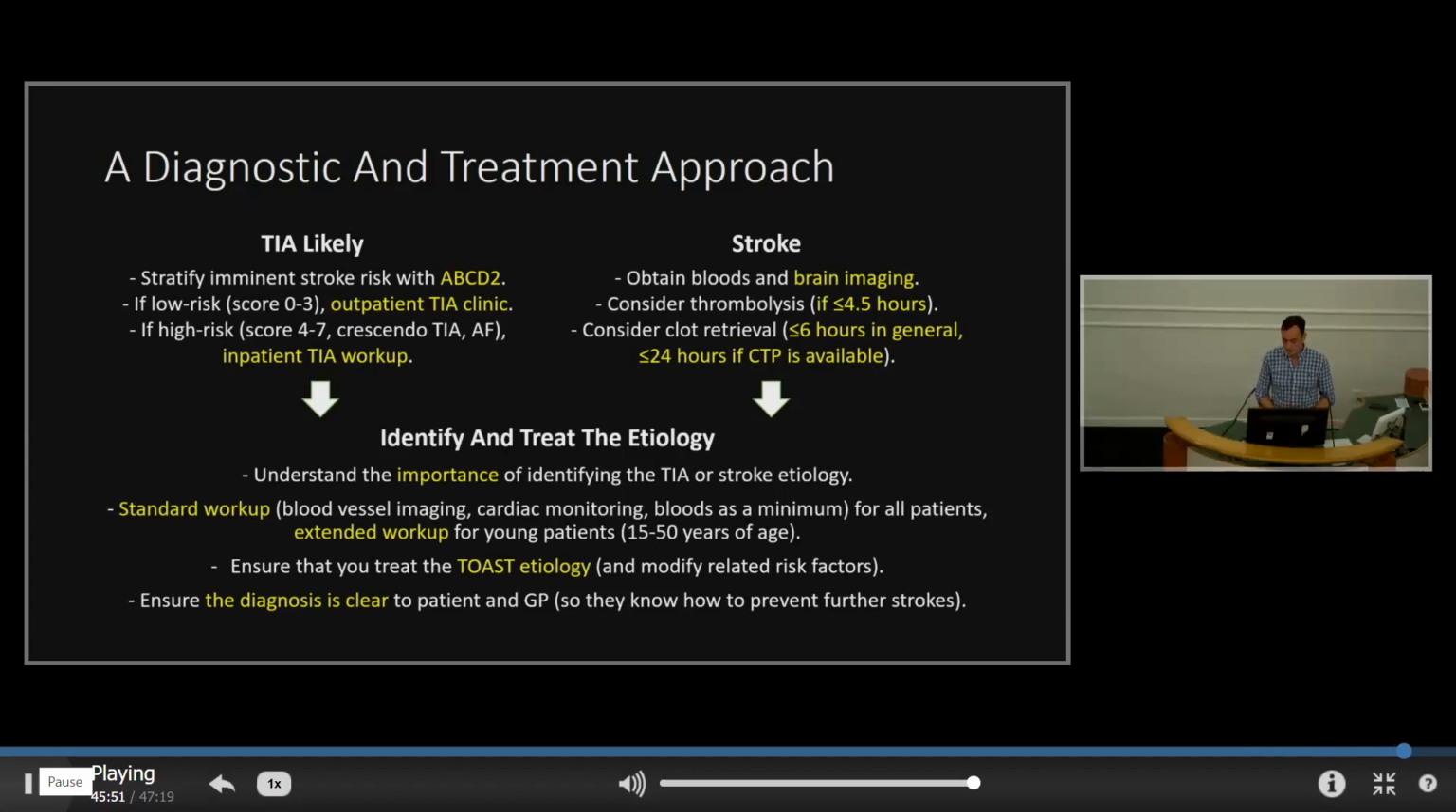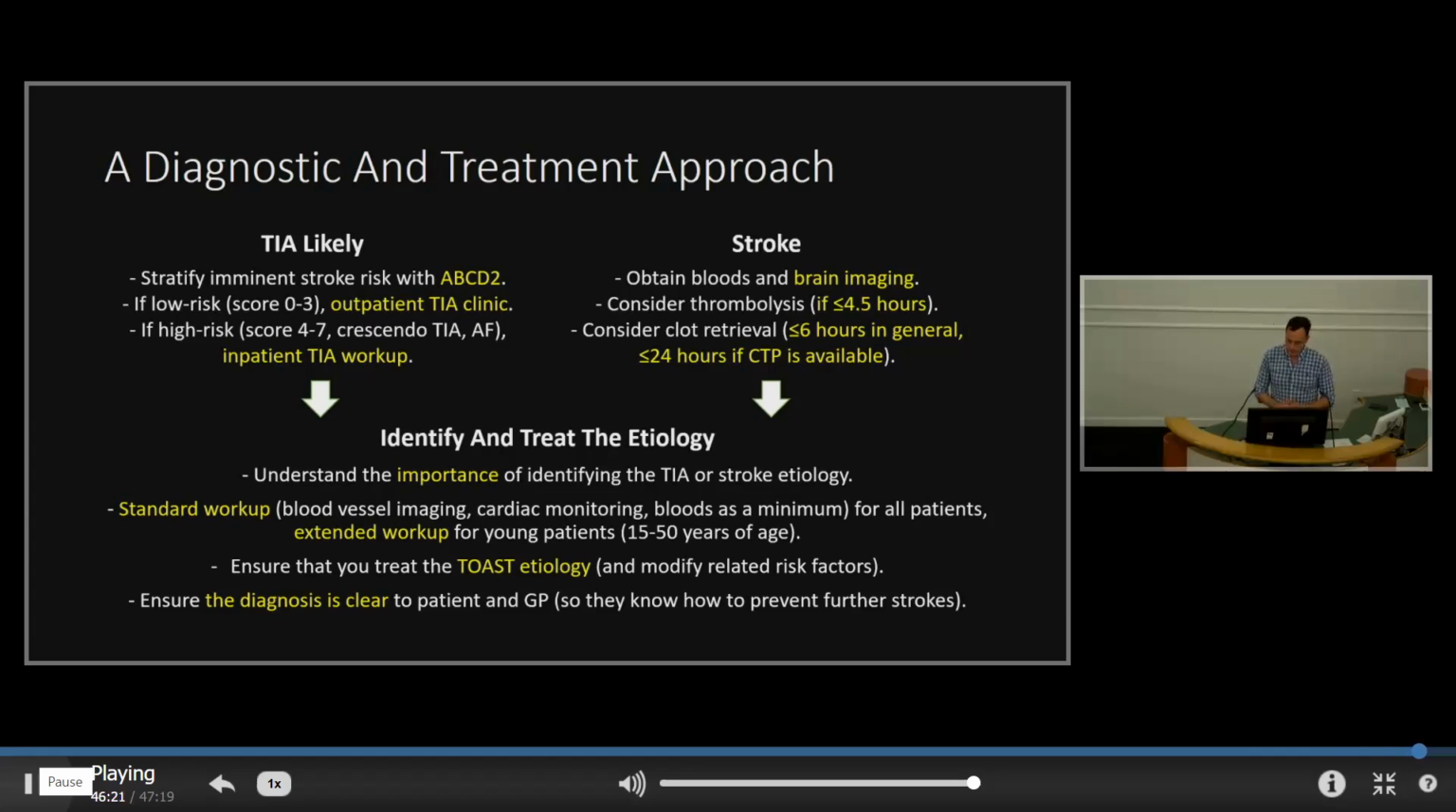etiology. So one must understand the importance of identifying this. I hope that you all understand the importance of that now. You can do a standard workup, which at a minimum must include blood vessel imaging, cardiac monitoring, and of course the basic bloods for cholesterol and so on for all patients, and an extended workup for young patients, ages 15 to 50. We really work hard to find the stroke source for younger patients in particular. I mean, all patients, of course, but younger patients, they shouldn't be having strokes at all.